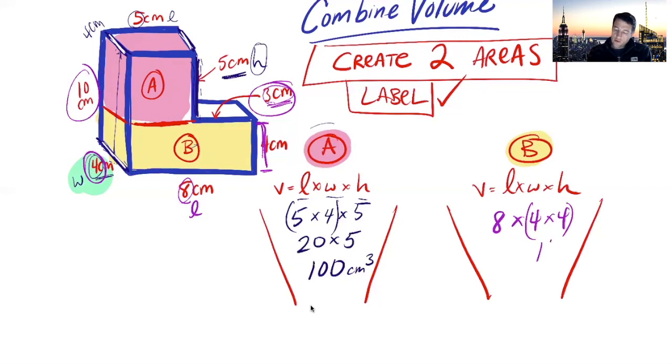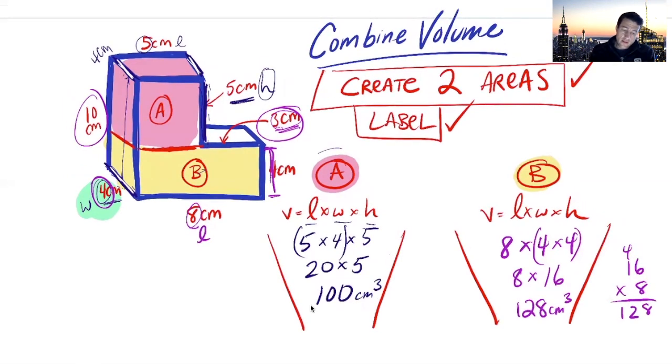4 times 4 is 16. I'm going to bring down my, multiply 8. I'm going to do this off to the side so I don't confuse it with my work. 6 times 8 is 48. Bring over the, move over the 4. 8 times 1 is 8 plus 4 is 12. So 128 centimeters cubed. Now, the word that we have up here is combine.